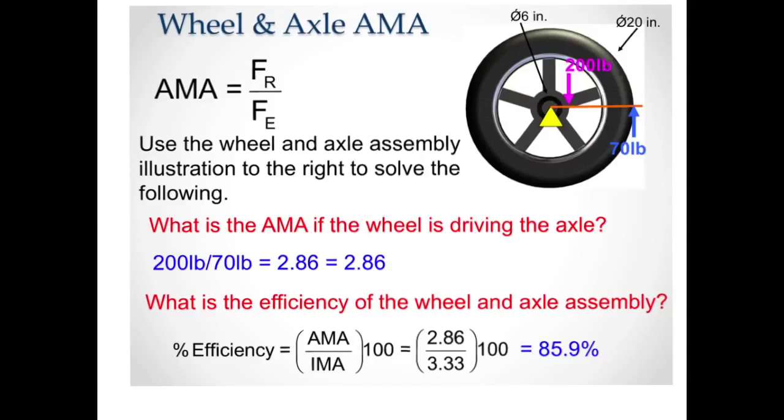So, what is the efficiency for this wheel and axle example? So, percent efficiency equals AMA divided by IMA times 100, and that is going to be equal to my AMA, which I found on this slide, which is 2.86, and the IMA that I found for the wheel driving the axle on the slide before is 3.33. So 2.86 divided by 3.33 times 100 is going to give you 85.9%.